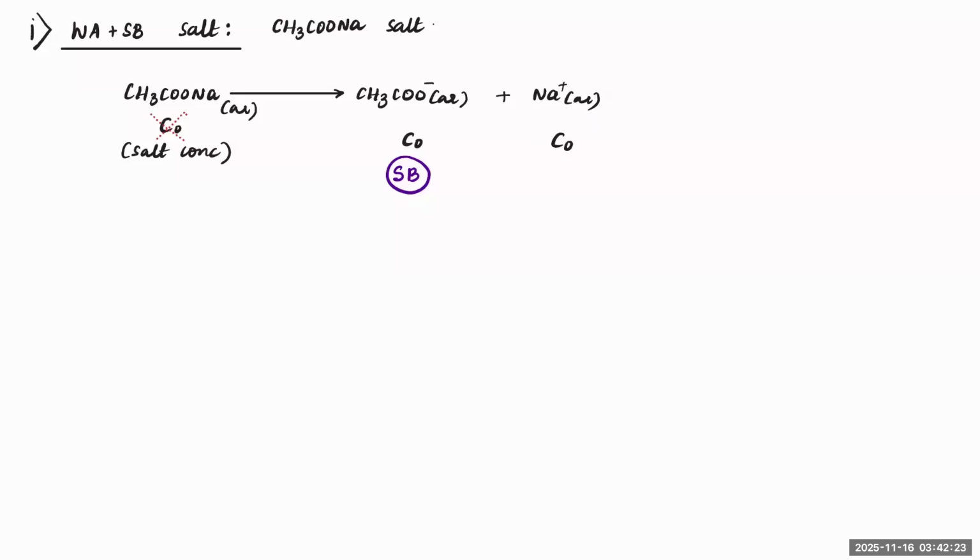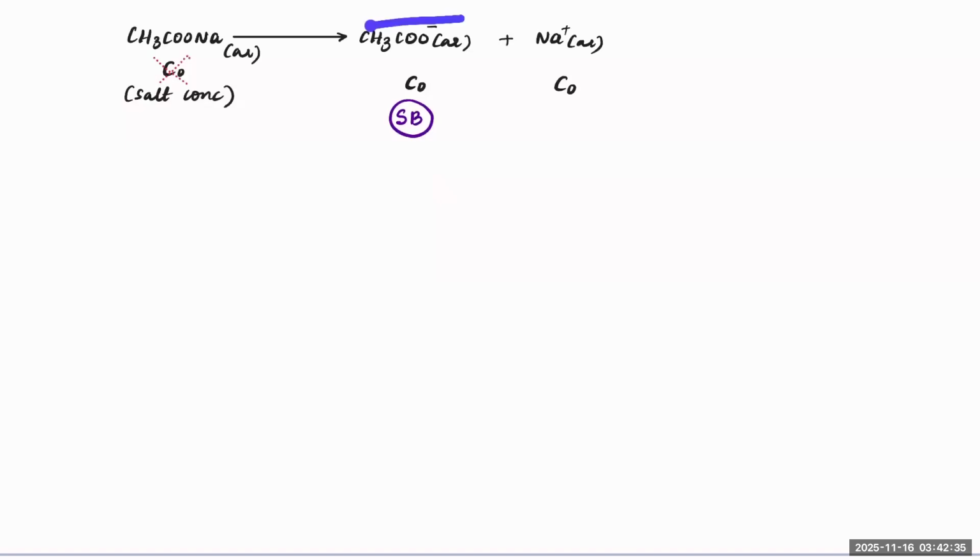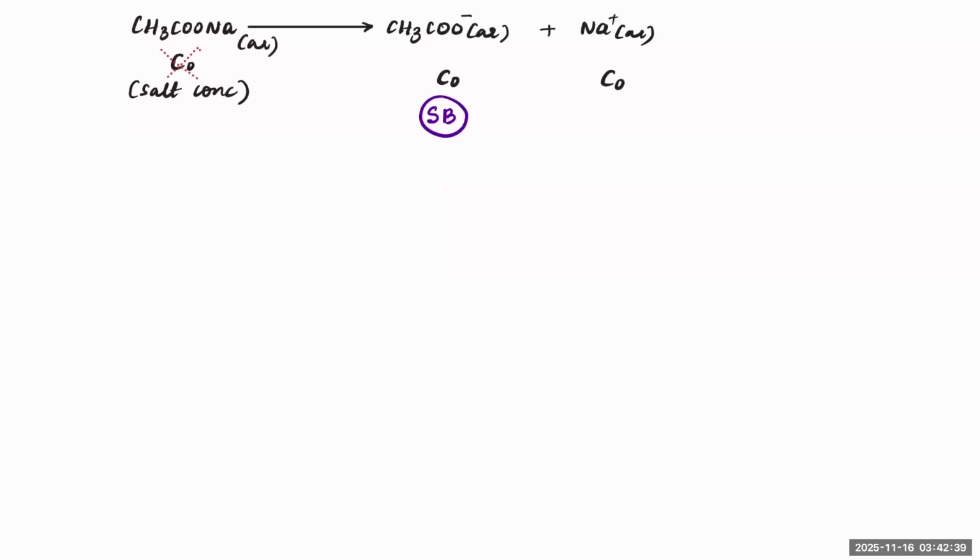Which means if its concentration is C naught, that entire C naught will convert into C naught of this and C naught of this. Now we have a strong base in the aqueous solution, of C naught concentration for acetate. So check out, now what will acetate do? CH3COO minus aqueous, which is present in water, will interact with the water molecules, try to break it and attain an equilibrium.